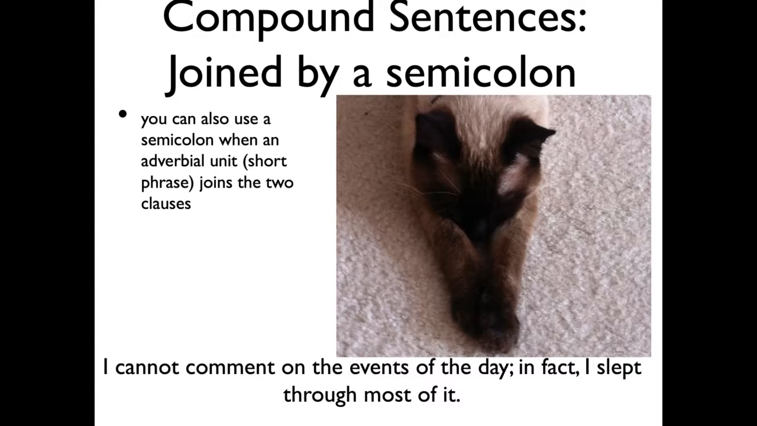I cannot comment on the events of the day, that can stand alone, as well as the second part. In fact, I slept through most of it. For some reason, you want those to be a complex singular sentence. So there is no fanboy: for, and, nor, but, or, yet, so. So you use a semicolon. That short phrase, in fact, is something that needs a comma. Again, we'll go through it. But basically, two independent clauses, no fanboy equals semicolon.